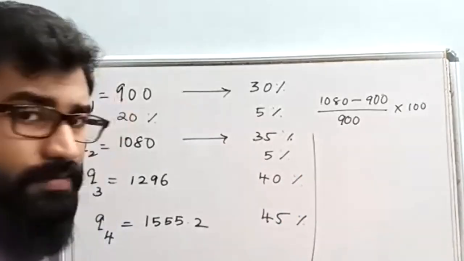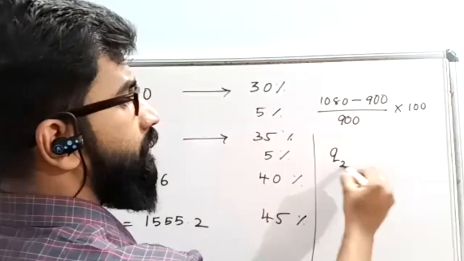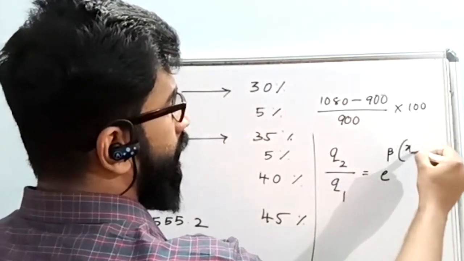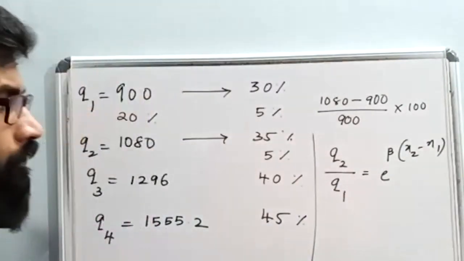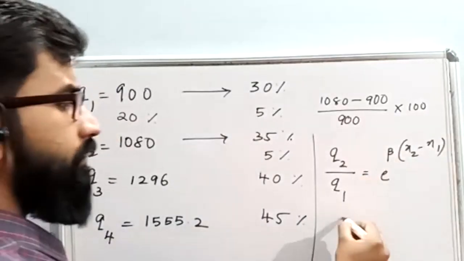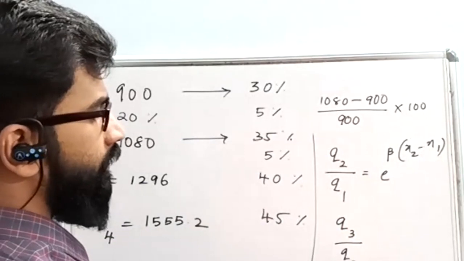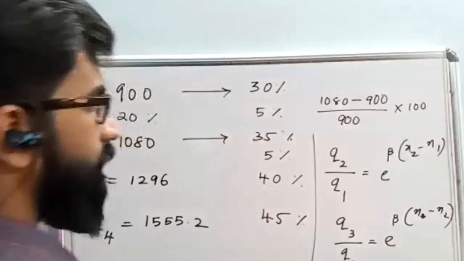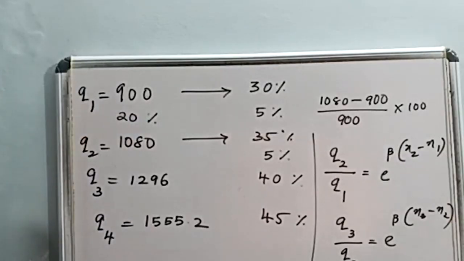The actual method of solving is the equation Q2 by Q1 is equal to e power beta into x2 minus x1. You know Q1, Q2, you know x2, x1, find beta, then use this: Q3 by Q2 is equal to e power beta into x3 minus x2. Clear? So this is one method, right? So you have the second method as well. I mean, both cases you can solve and use it. Clear? So this is the meaning.